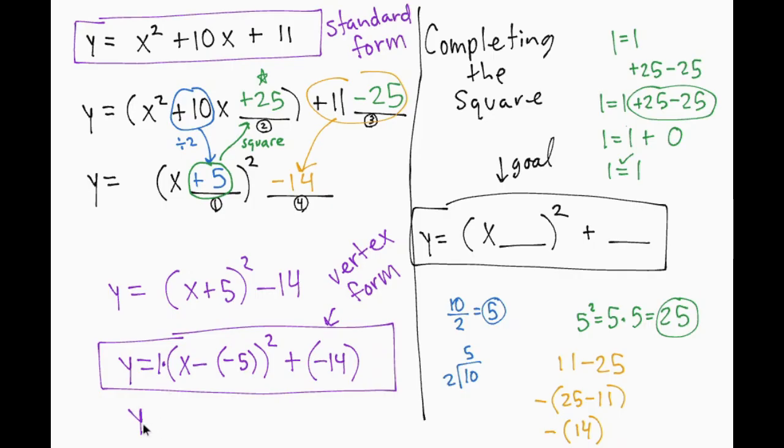Now that the equation is in vertex form, we automatically know what the x and y components of the vertex are. h represents the x component of the vertex and k represents the y component of the vertex. So for this equation the vertex is at negative 5, negative 14.